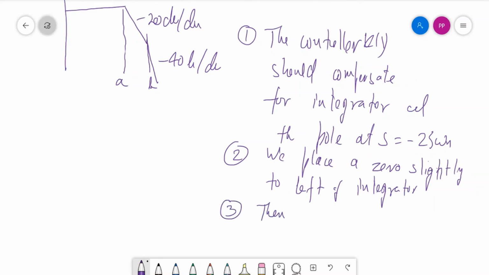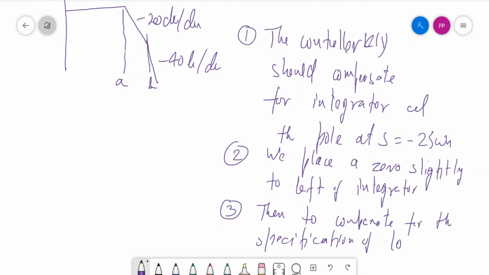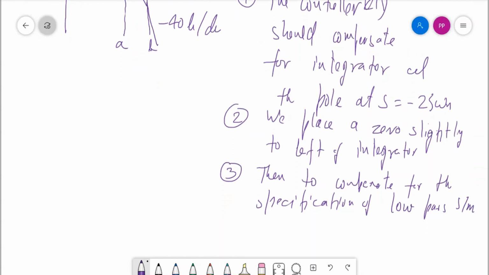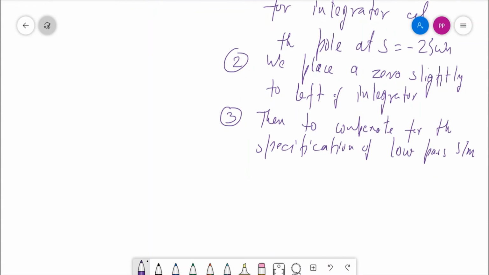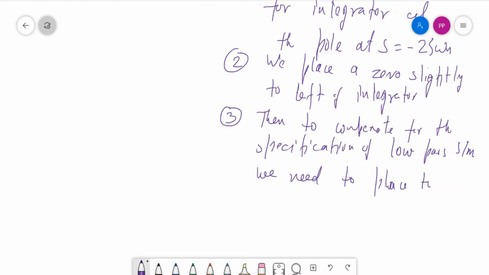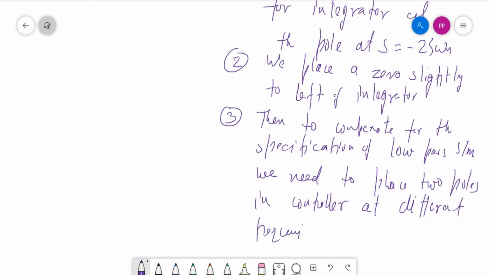So then, to compensate for the specifications of the low pass system, we need to place two poles in the controller at different frequencies. So these are mid frequencies.